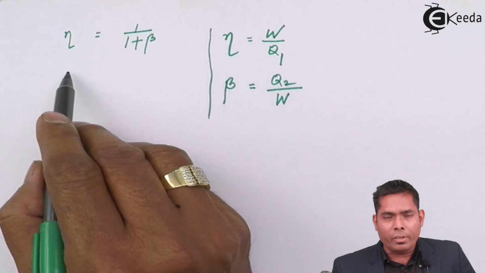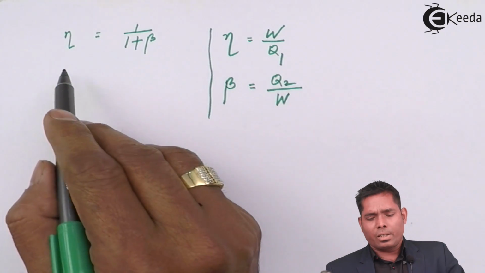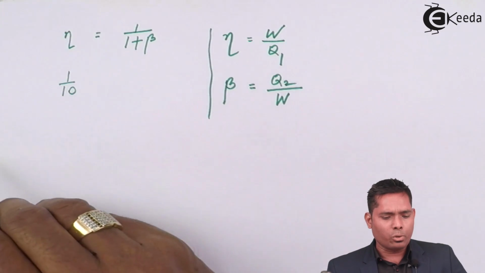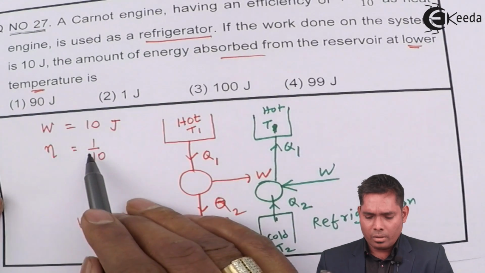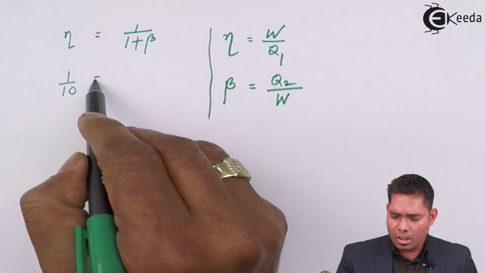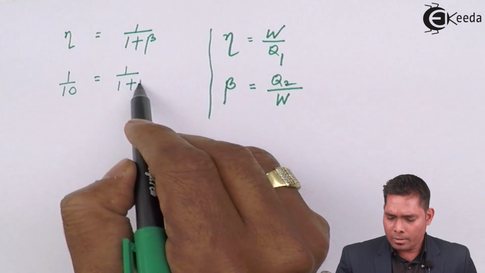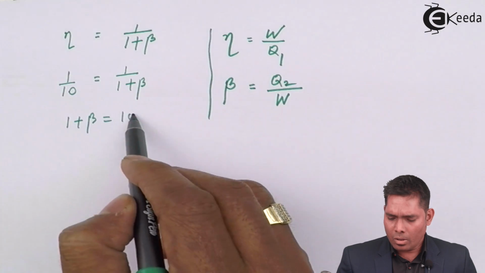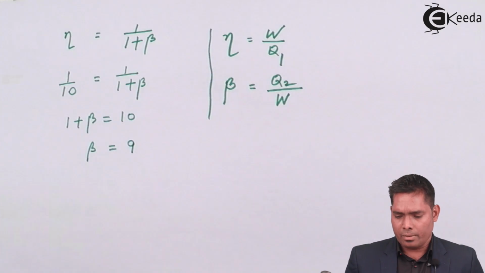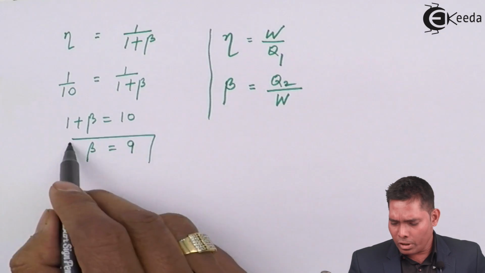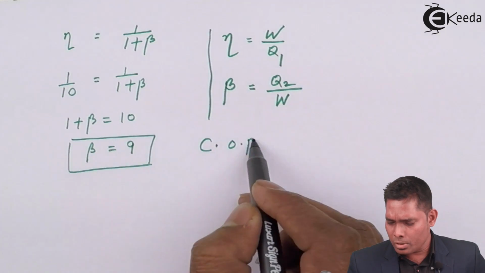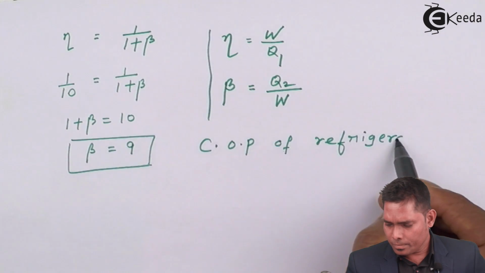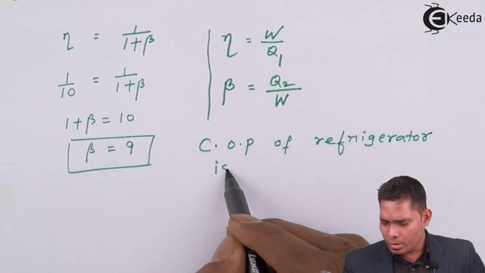Now the efficiency of the heat engine used as a refrigerator is given as 1 over 10 in the question. So this is 1 over 1 plus beta. If I cross multiply, 1 plus beta is 10, then beta is 9. So the coefficient of performance of the refrigerator is 9.